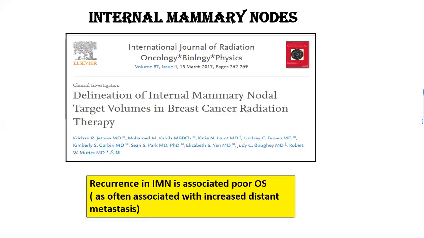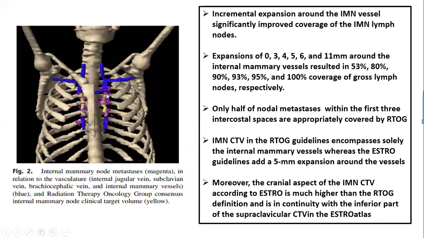In this study, they tried to observe the patterns of relapse in the IMN. They took incremental expansions of the IMN, which significantly cover the IMN lymph nodes. When we give an 11 mm margin to our internal mammary nodes, around 100% is included. But we know that RTOG doesn't take any expansion of the internal mammary nodes. When the expansion is 0, only 50% of the nodes are covered.